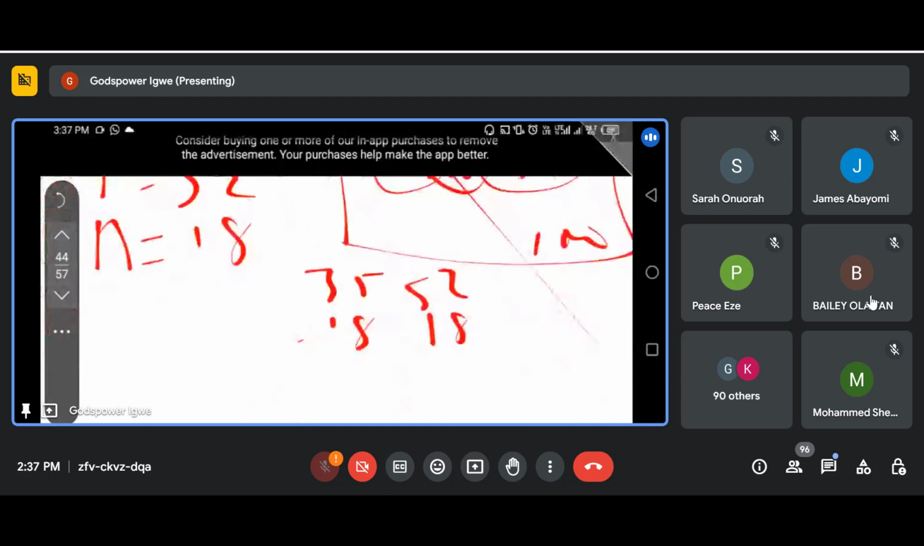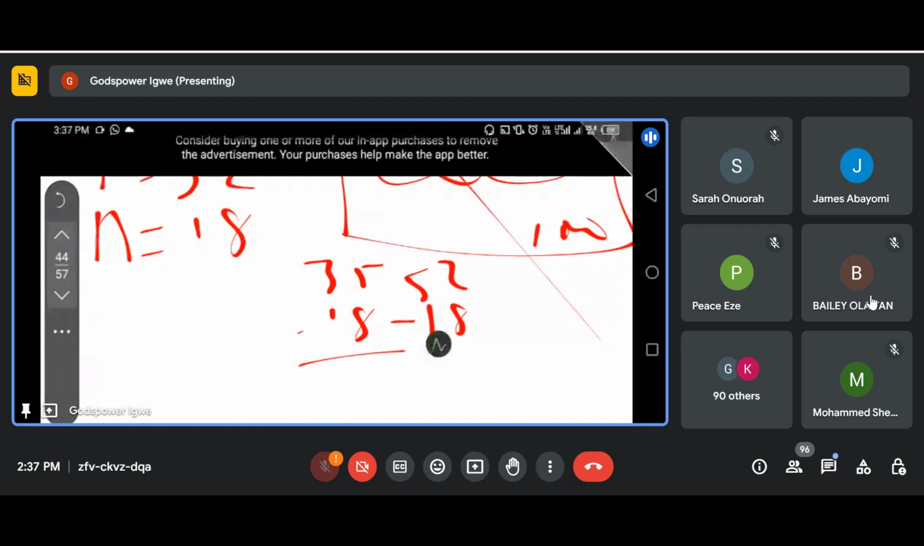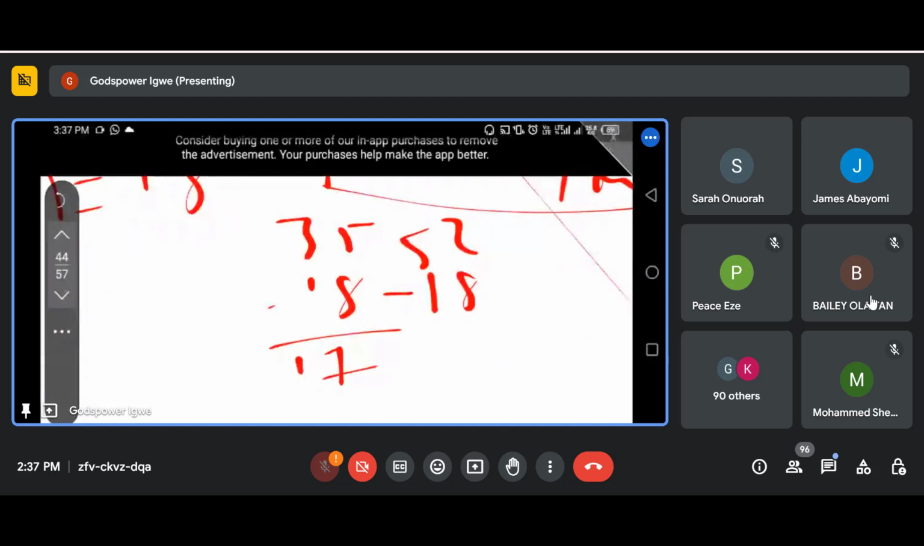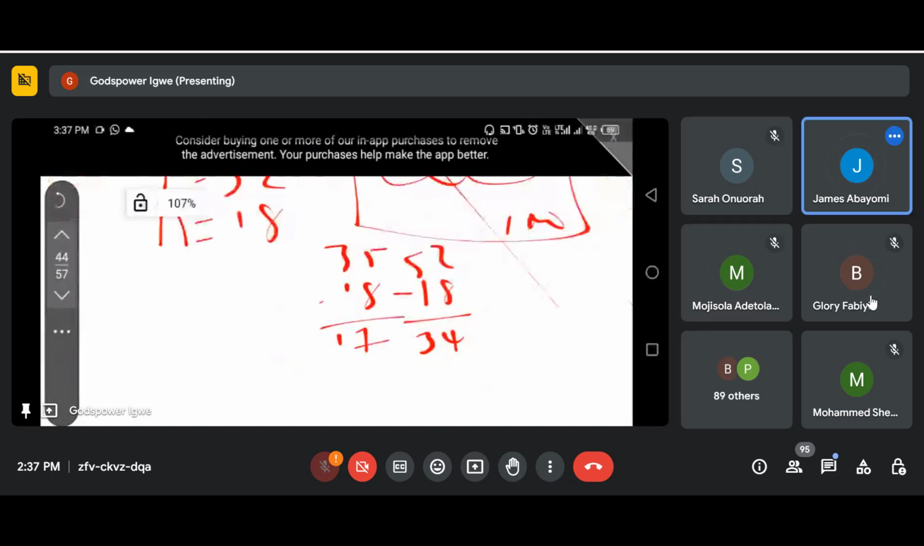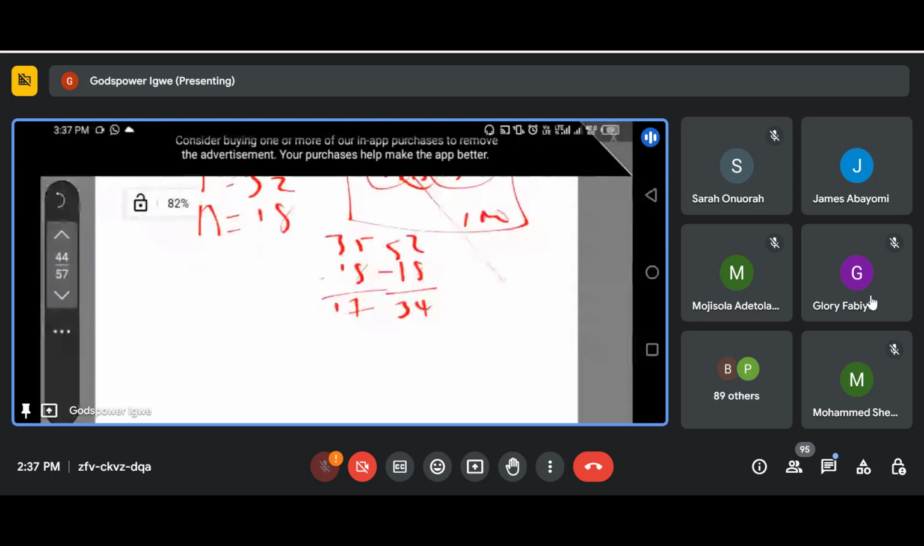So if we subtract, what will be the answer? 35 minus 18 will give us what? 17. 52 minus 18 will give us what? 34. So now we come over to the main set: 17, 34. Now if you add the 18, what is it going to give us? 69.